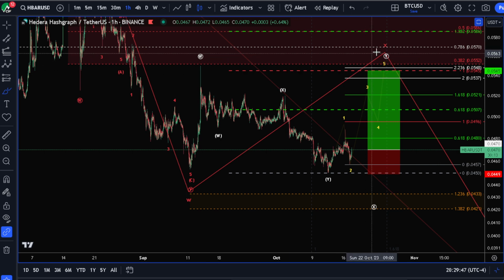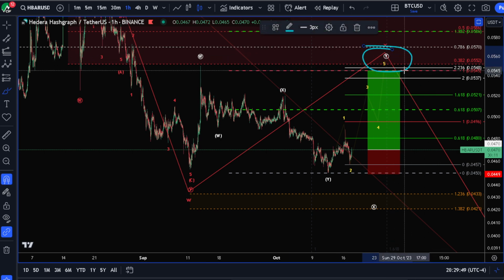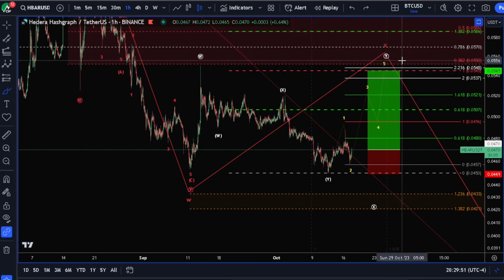All right, guys, so that's HBAR. This is going to be a nice short if we get this setup. Hopefully the market agrees with our setup here. That would be nice. It would simplify things a lot more, but looking for further downside long term.